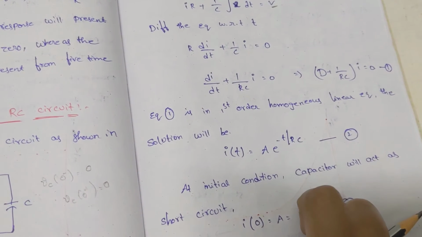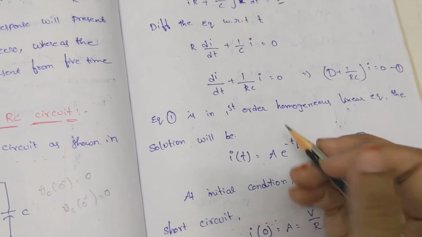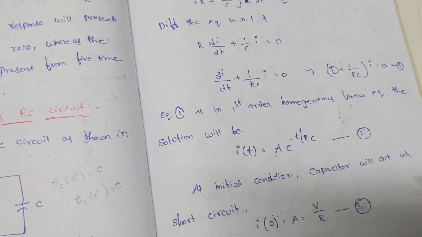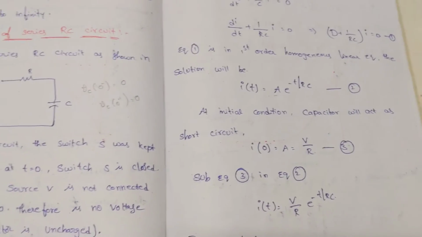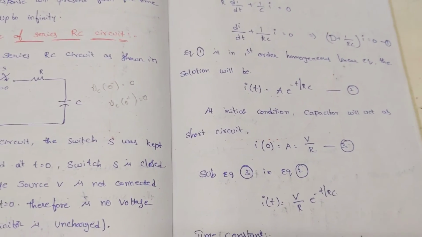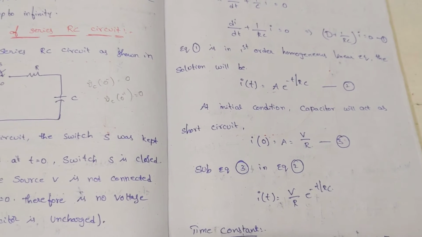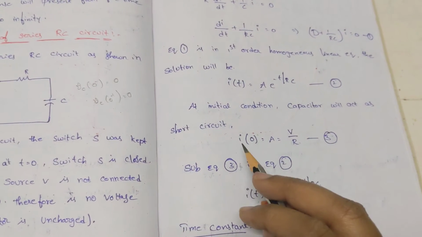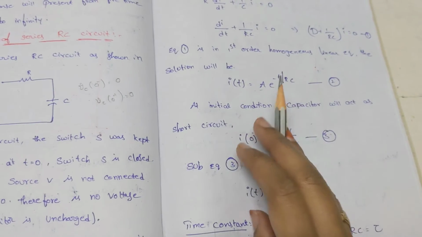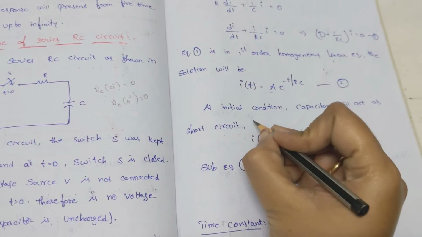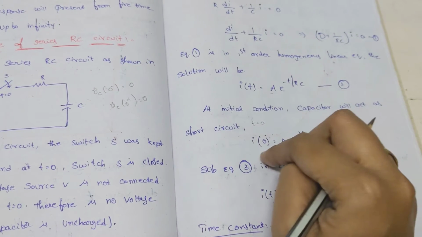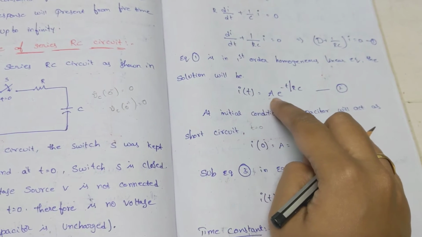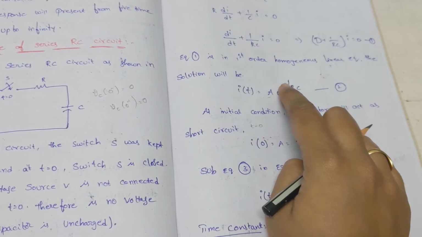Here A is nothing but a constant, which we are supposed to find out based upon the initial conditions. So here I of 0, at initial conditions, means at t equals 0. When I apply t equals 0, I of 0 equals A into e power 0.